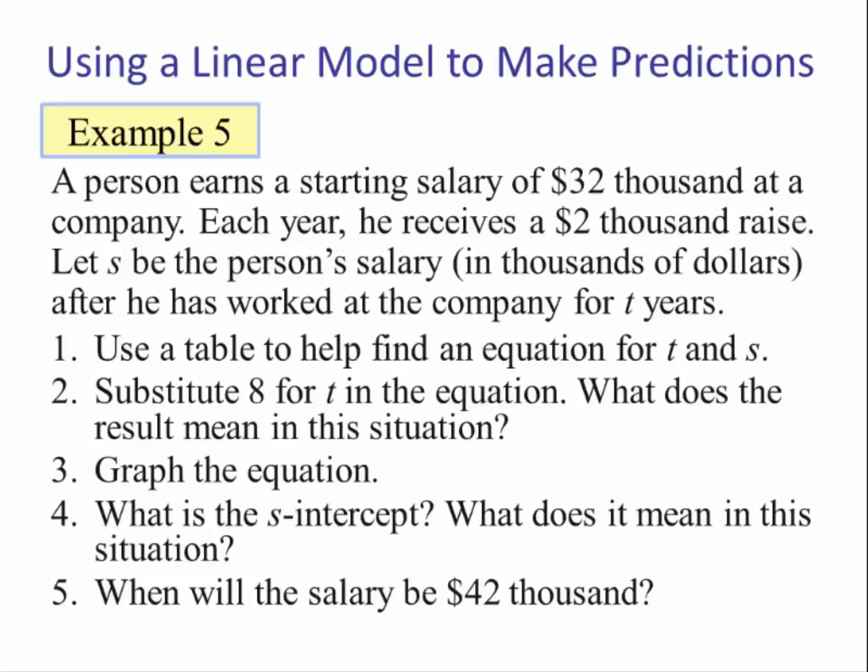Number 1, we'll use a table to help us find the equation for S and T. Number 2, we'll substitute 8 in for T in the equation. What does this mean in this situation? Number 3, we'll graph the equation. Number 4, we'll find the S-intercept and explain what it means in the situation. Number 5, we will use the equation to find out when the salary will be $42,000. Let's begin with number 1.